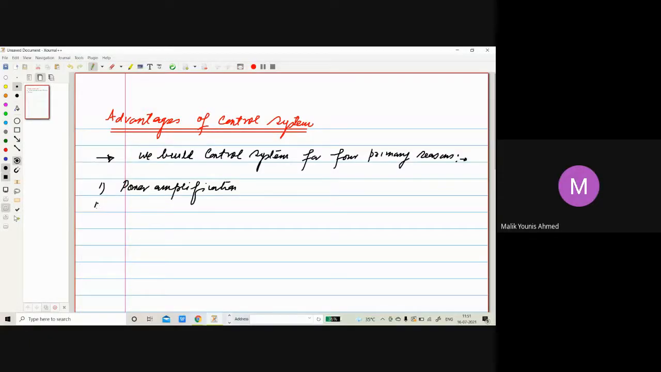Number two is remote control. Number three is convenience of input form. Number four is compensation for the disturbance.